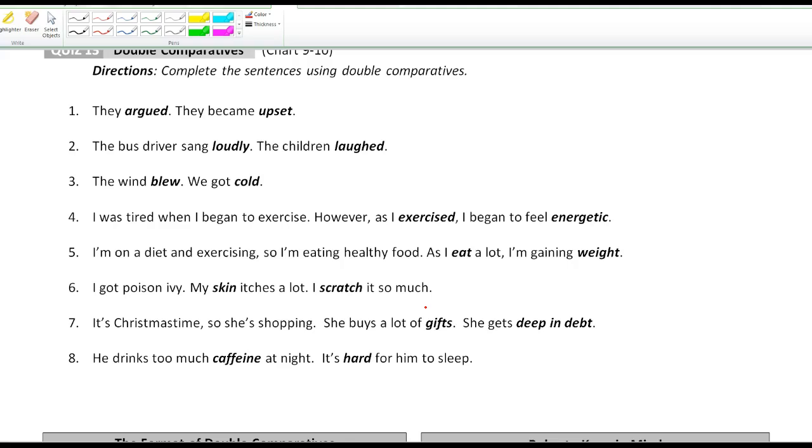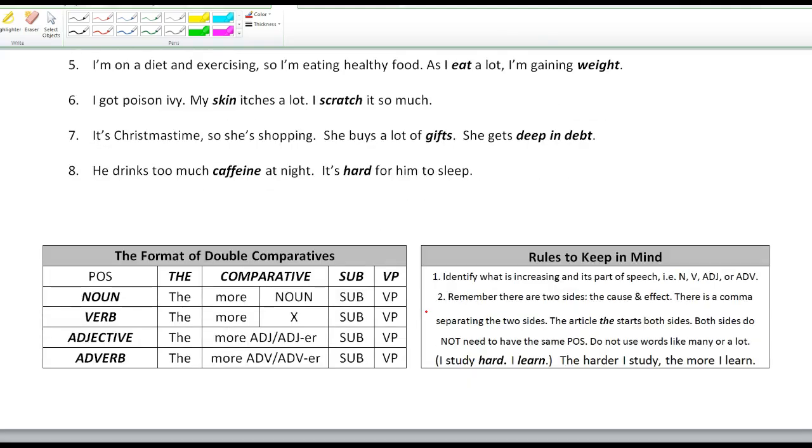Okay, next we're using double comparatives. Before we do that, let's look here. You need to focus on the format. And for the format, we need to know the part of speech of the thing that's increasing. So whether it's a noun, a verb, an adjective, or an adverb. The verb is the easiest way.